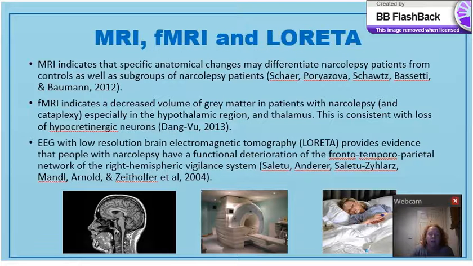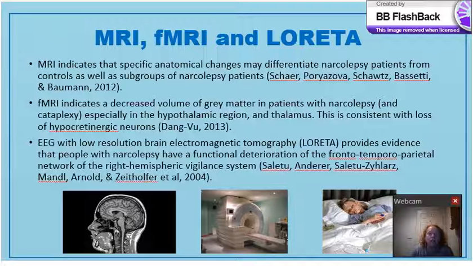Other neuroscience techniques have helped to understand narcolepsy and may eventually help with diagnosis. Magnetic resonance imaging indicates that specific anatomical changes may differentiate narcolepsy patients from controls, as well as subgroups of narcolepsy patients. In particular, an MRI study indicated that cortical thickness in the prefrontal areas is inversely correlated with the severity of narcolepsy, and that there are clusters of cortical thinning in patients with child or adolescent onset narcolepsy, but not those with adult onset narcolepsy.